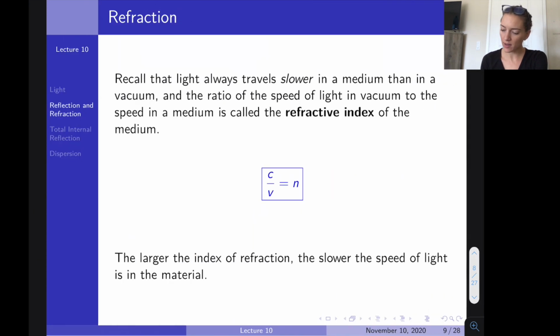Okay, so now let's look carefully at refraction. Remember that light always travels slower in a medium than in a vacuum, and the ratio of the speed of light in a vacuum to the speed of light in the medium is called the refractive index, or the index of refraction. We call that N, and we're going to be using that a lot in the next couple chapters. Remember also that the larger the index of refraction, the slower the speed of light in the material. So the larger N you have, the more your light gets slowed down in that material.